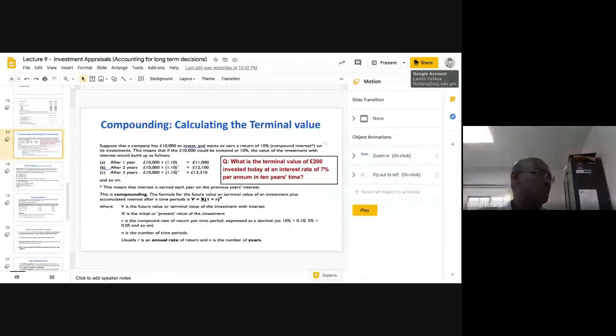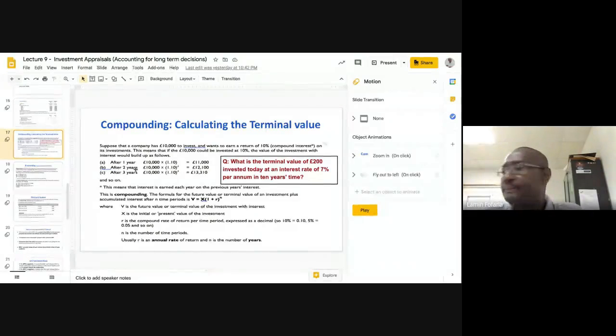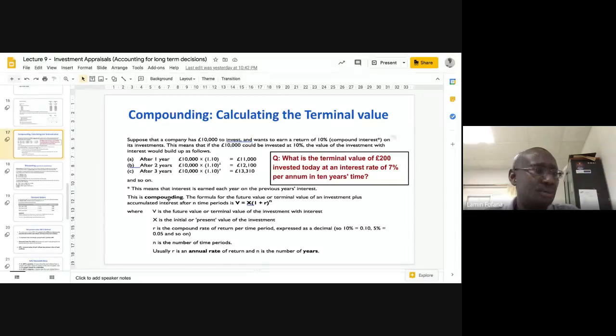So we're going to start from where we stopped on investment appraisal. Last class we dealt with payback period method and accounting rate of return. Those are the two initial methods that we look at when we are doing our investment appraisal.